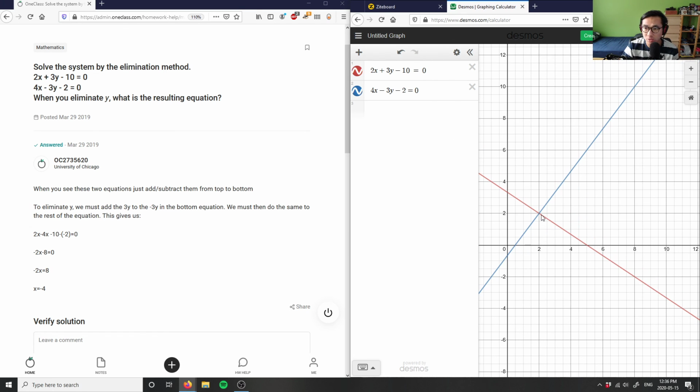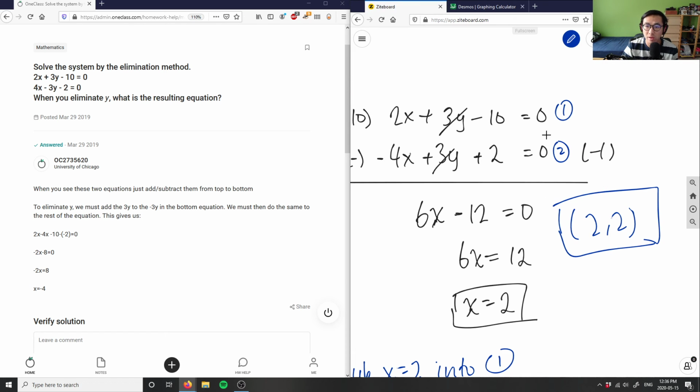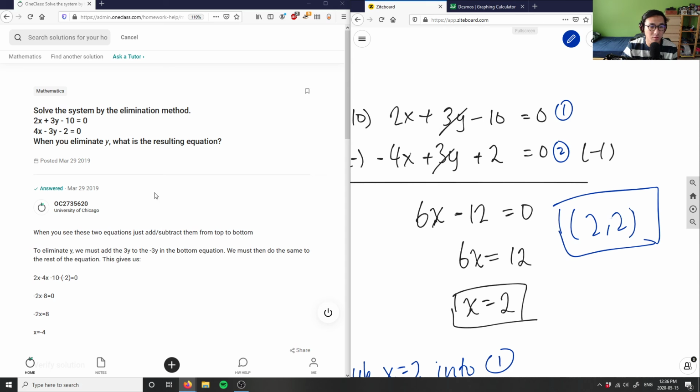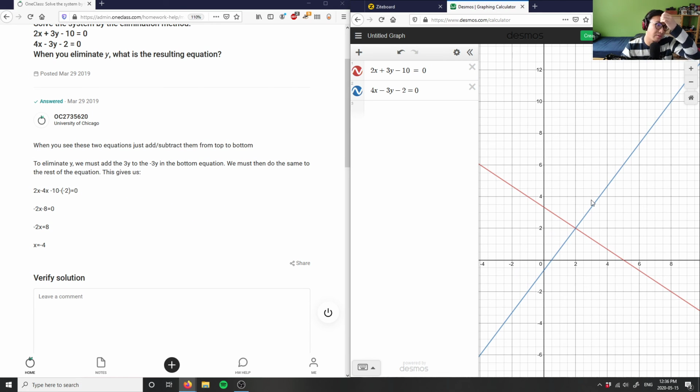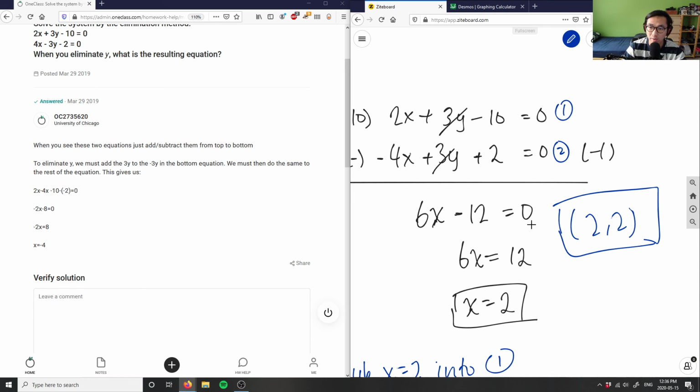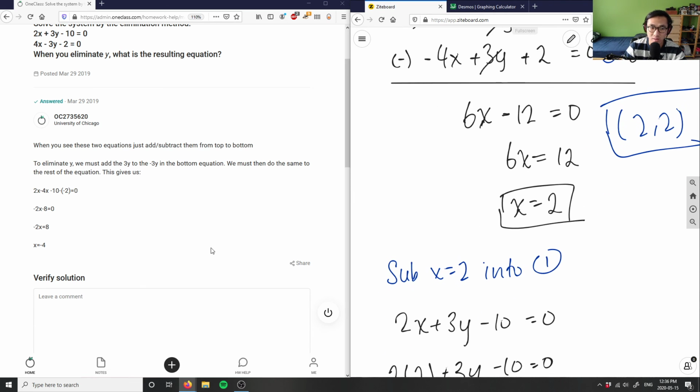My solution here is again 2 and 2, right? So this here is the point of intersection that I care about, 2 and 2, and that's what I solved through here. So in this case, this solution here is incorrect because x equals 4 is not a solution. In this case, this system of linear equations is going to give us one solution. So this solution here is incorrect.